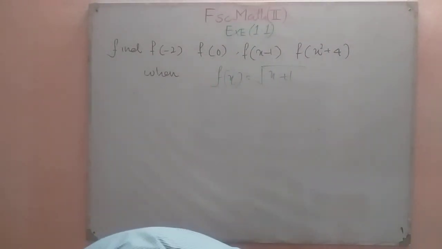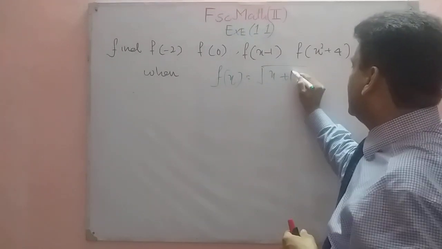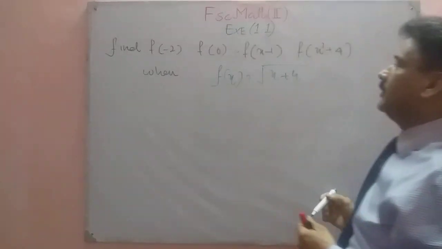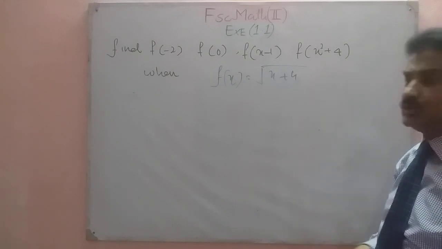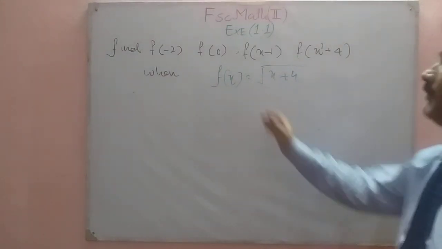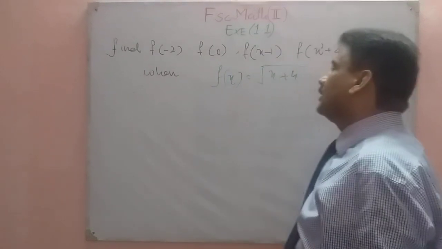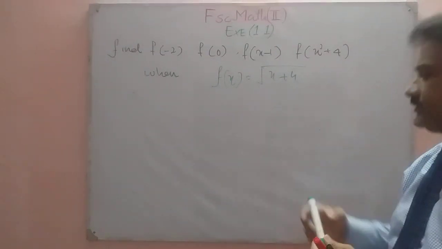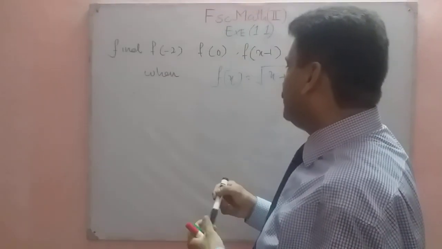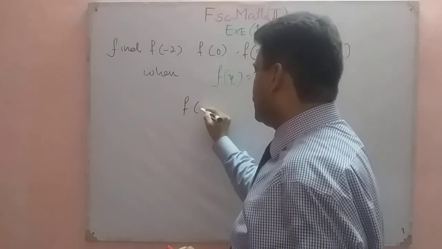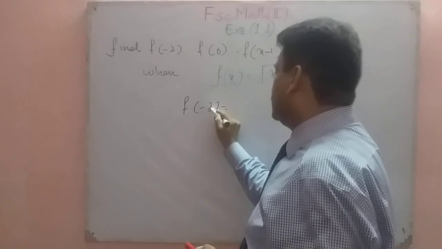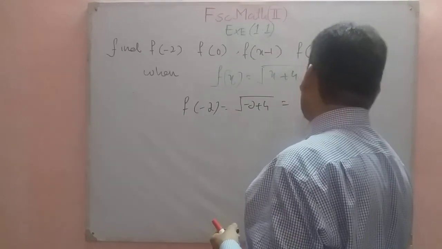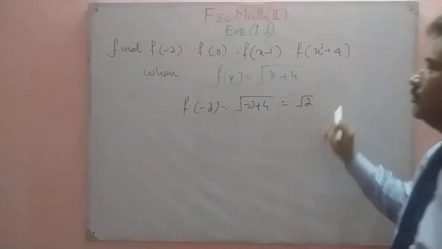Given the function f of x is equal to under root x plus 4, we have to find f of minus 2. We just replace x by minus 2 on both sides of this function. We will get f of minus 2 will be equal to under root minus 2 plus 4. We will get under root 2.